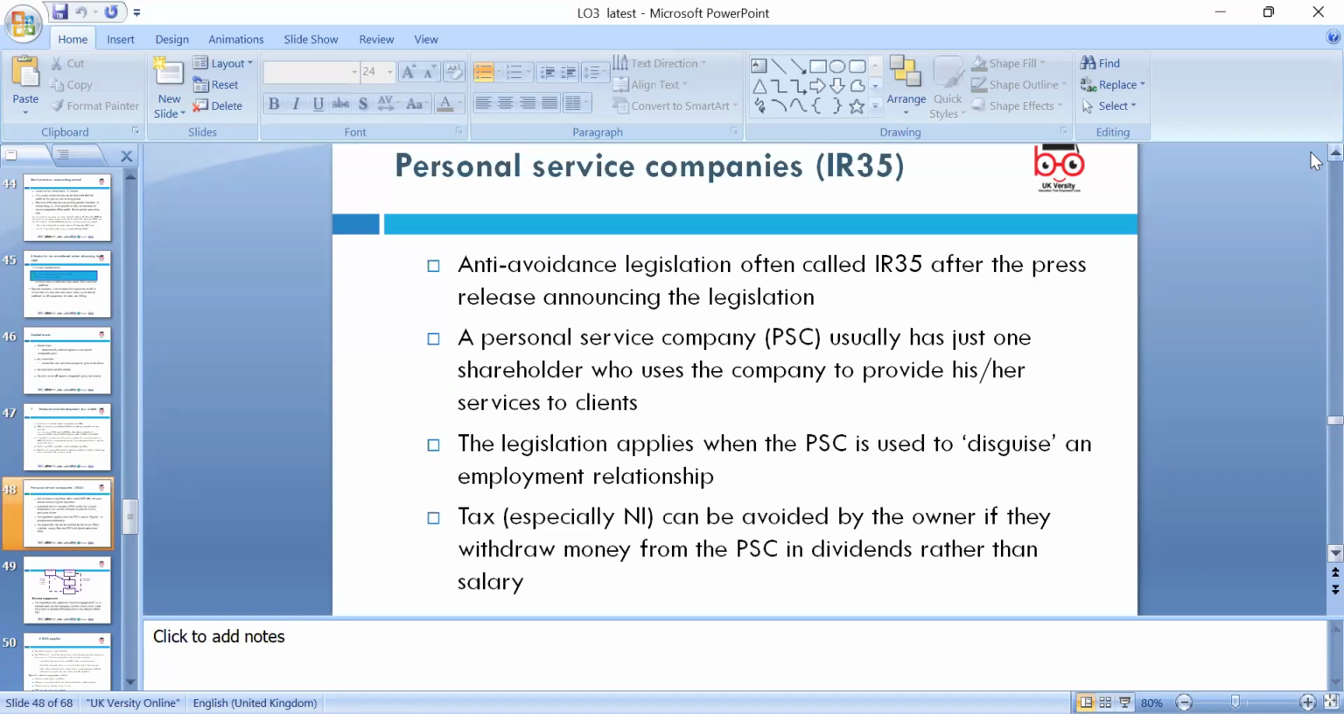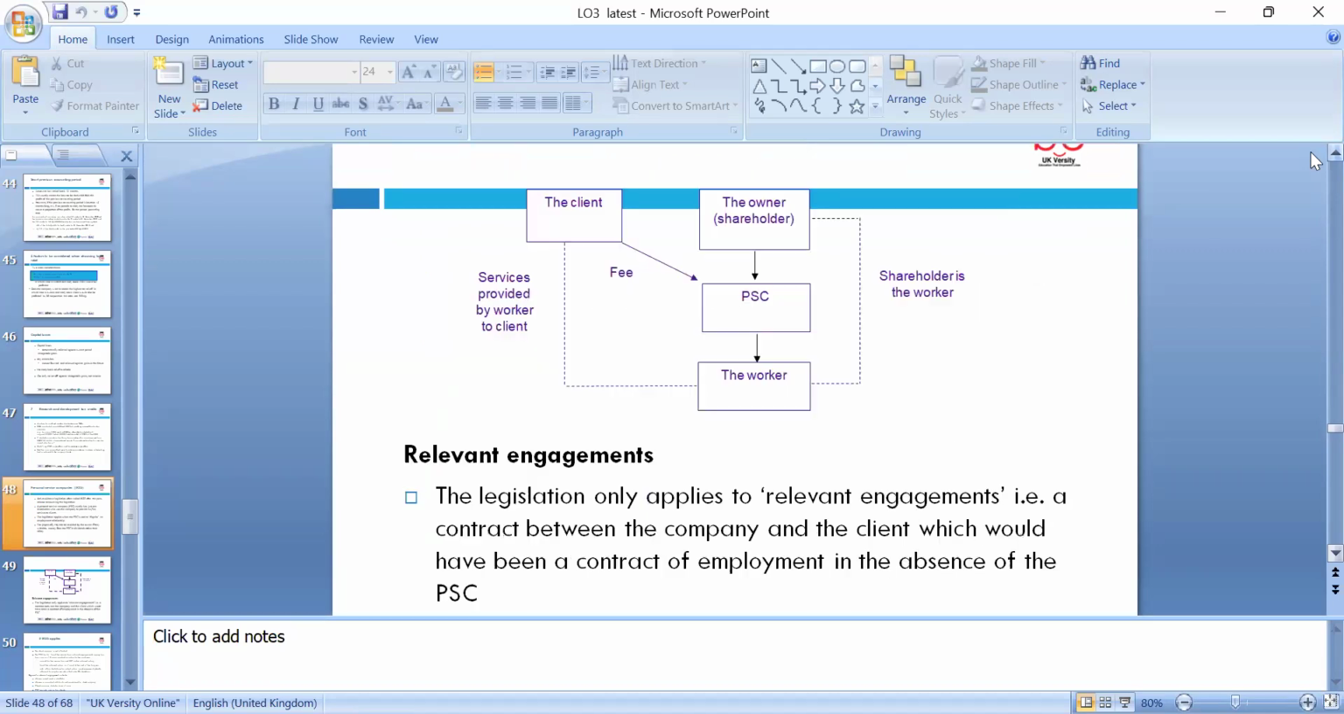The personal service company usually has just one shareholder who uses the company to provide services to a client. PSC. So we need to look further again. We need to look around the client, the owner, the public. The service is provided by the workers to the client and shareholders, so we need to look around the relevant legislation and the relevant act.